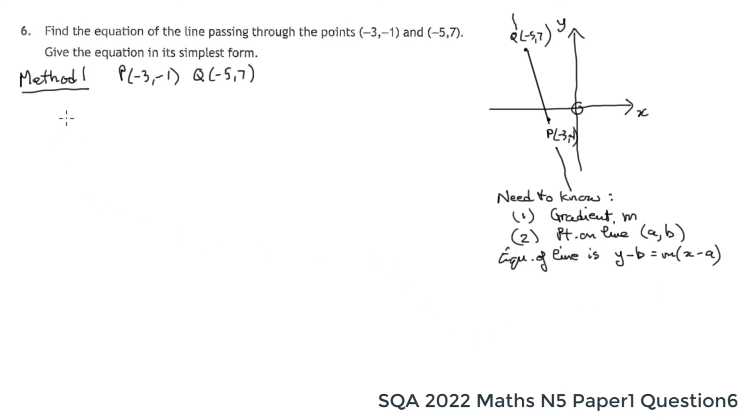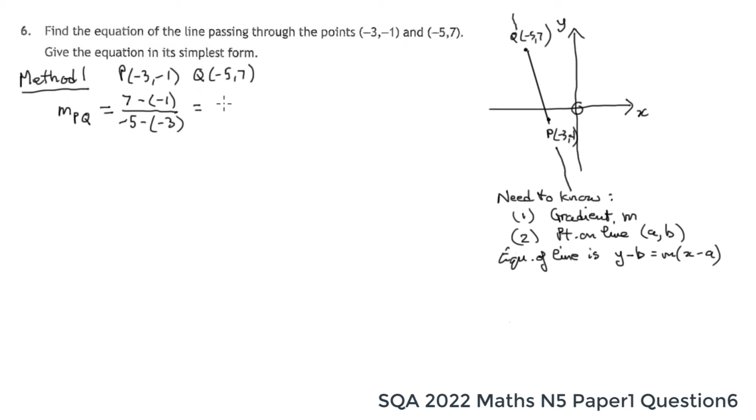Now, to find the gradient of the line joining P to Q, it's the y difference over the x difference. If we start with the second point for the y difference, the two y coordinates, 7 minus -1, we mustn't swap the order around. We must start with this second point when we do the x difference, which would be the difference between the two x coordinates. That's -5 minus -3. So there's your y difference over your x difference.